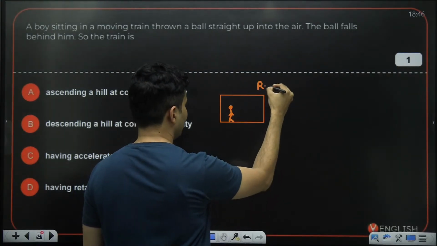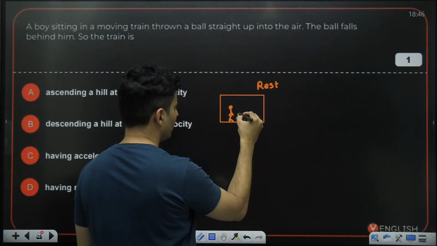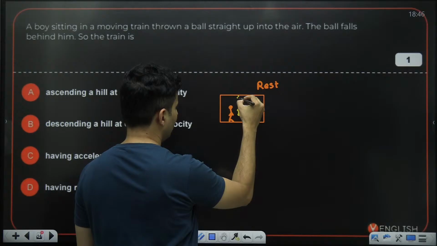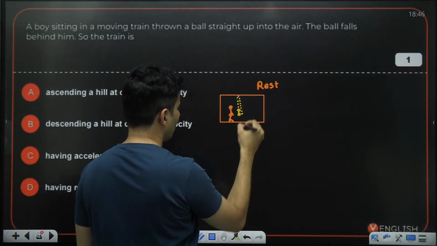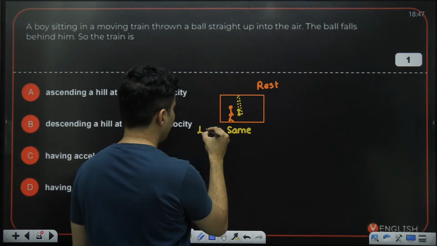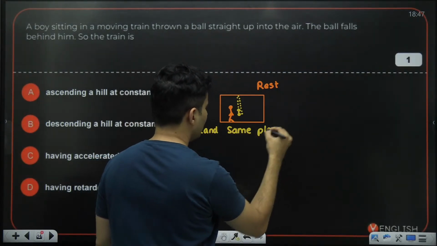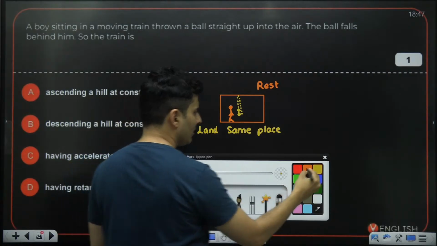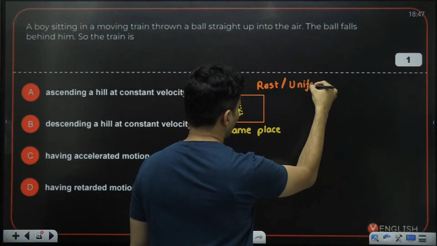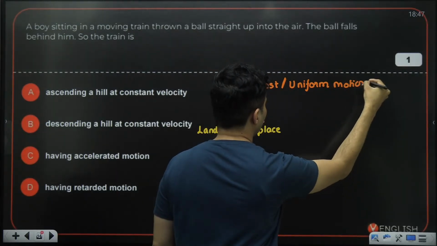Imagine the train is at rest. If the train is at rest and if the boy throws the ball up, the ball will just go up and it will just come down. It will come at the same place. It will land at the same place. Not just even at rest, even when it is moving uniformly. Even when there is uniform motion, I feel it will land at the same place.